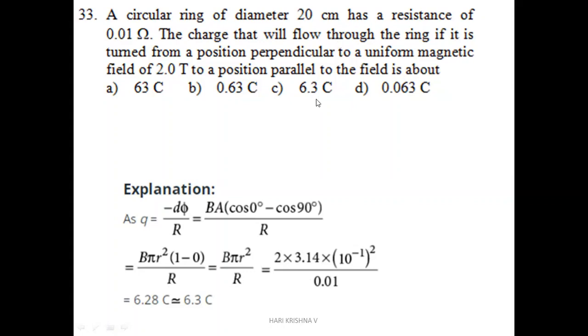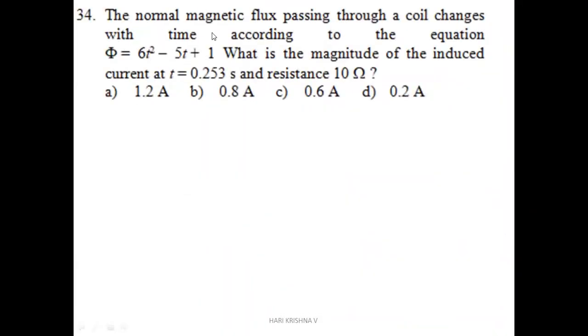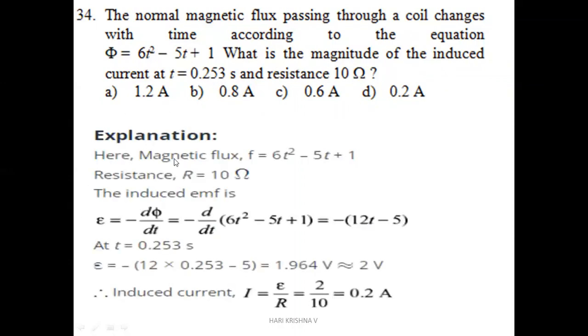Position parallel. Clear? So next, 34th question. The normal magnetic flux passing through a coil varies with time according to the equation 6t square minus 5t plus 1. The magnitude of induced current at t equal to 0.25 s, and resistance is 10 ohm. So magnetic flux is given as 6t square minus 5t plus 1. Resistance is given as 10 ohms.